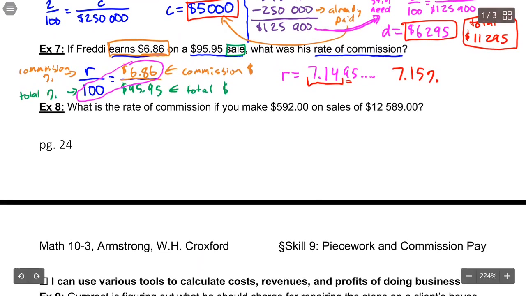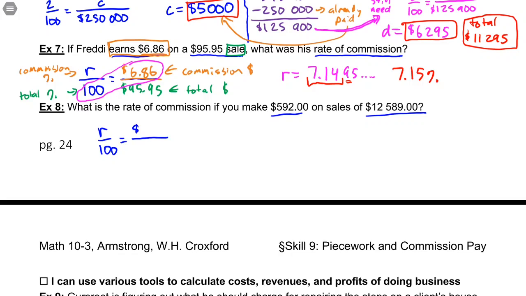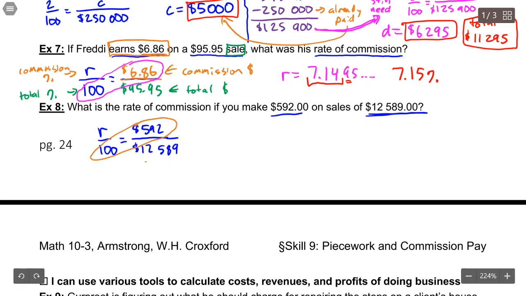Okay, let's try one more. So same two numbers. You could pause this and try it at home. But here is the question if you want to see the solution or if you just tried it and you want the answer. So our rate, we don't know. Our 592 goes up top. 12,589 goes underneath. And when we cross multiply and divide and round correctly, you get a rate of 4.7%. Cool.